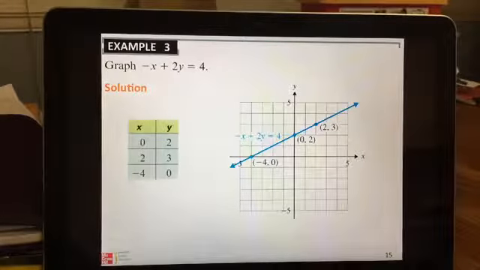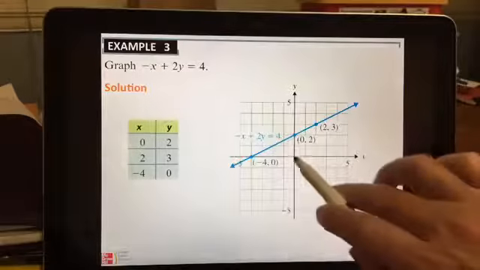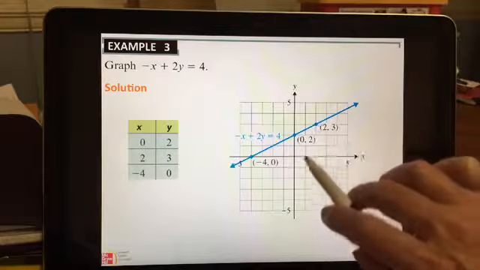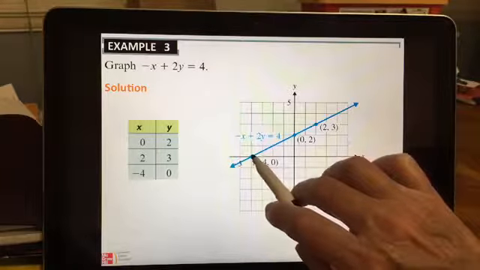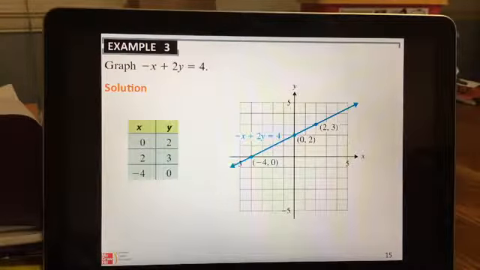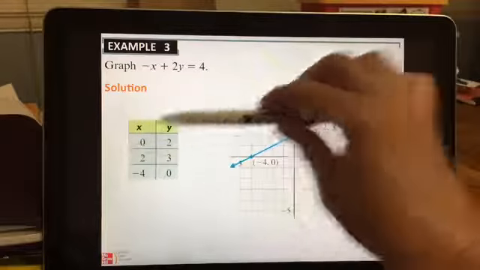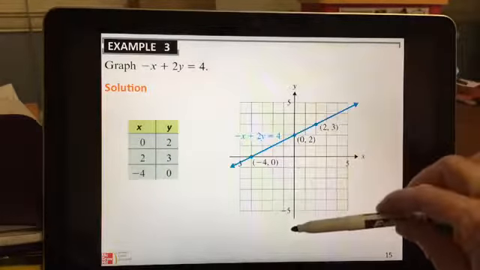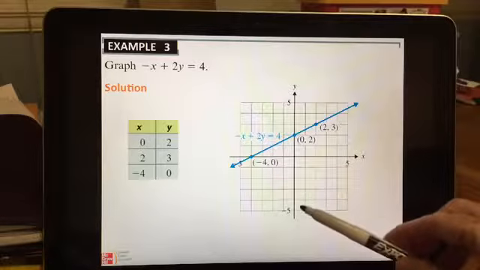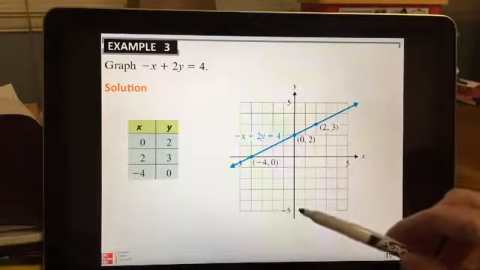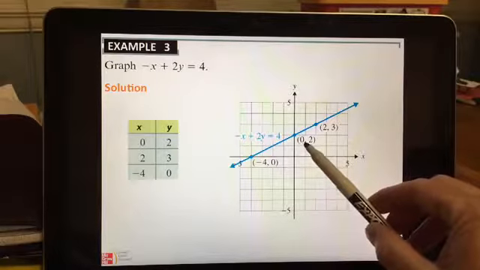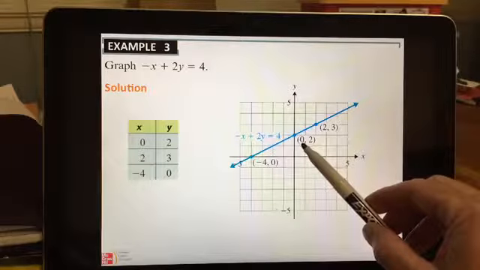Right here we have the same 3 points, and 0, 2 is on the y-axis, 2, 3, and negative 4, 0 is on the x-axis. Now, we got our line, but I want you to look for a minute. Notice that this point, 0, 2, winds up on the y-axis. So, could you say that if you wanted the place where your line crossed the y-axis, you would let the x coordinate be 0?